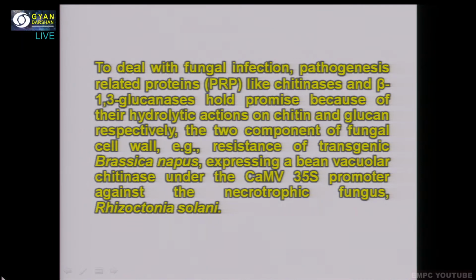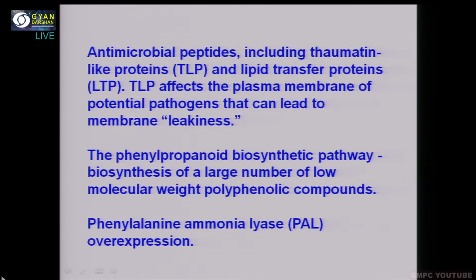Similarly, you have the pathogenesis related protein or the PRP protein, as I have already said, chitinase and beta-1,3 glucanase, which you can overexpress. Likewise, you have the different antimicrobial peptides, tomatin-like proteins, TLP, that actually affect the plasma membrane of the pathogen, so that the membrane becomes leaky. There is a loss of electrolyte. There is electrolyte leakage and the pathogen fails to survive.